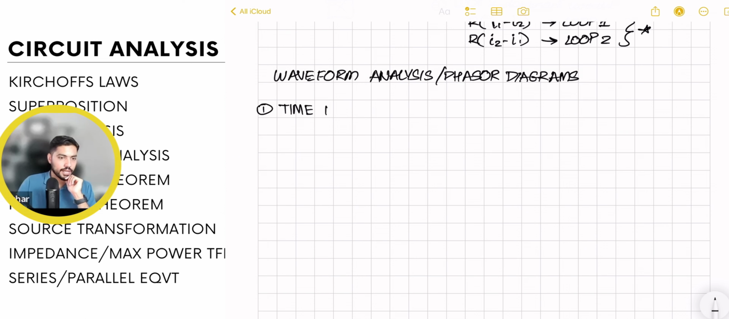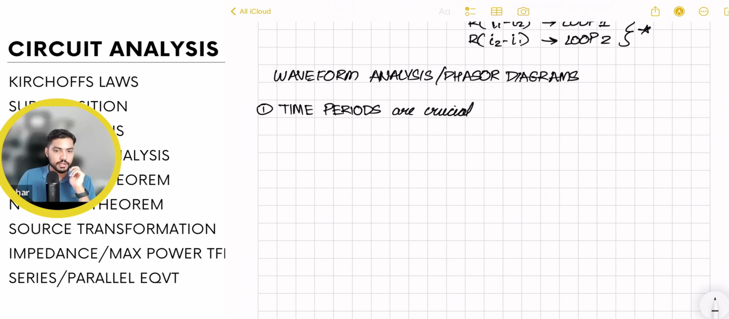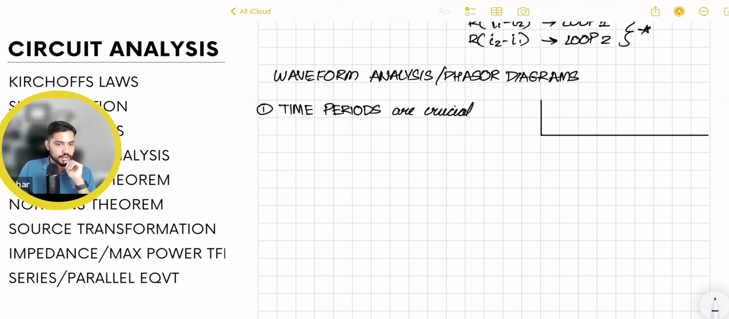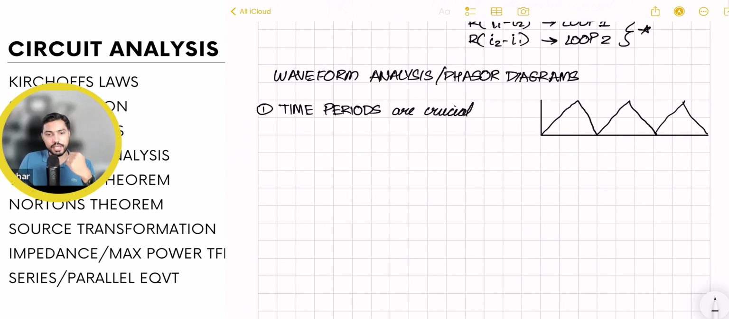Moving on to waveform analysis and phasor diagrams. Waveform analysis, one of the things that students routinely make mistakes with is time period. So when you're dealing with time period, the easiest way to identify the time period is to simply pick a spot, a milestone, a point on the graph, okay, that repeats itself again and again.